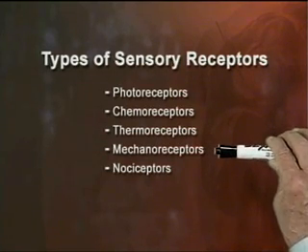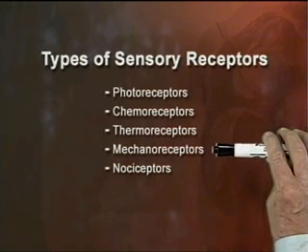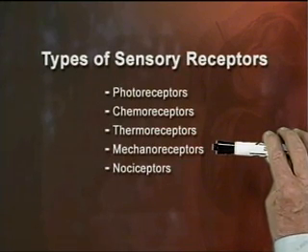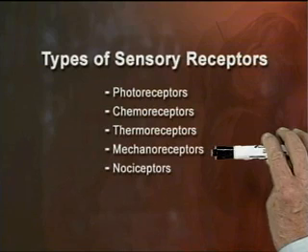Mechanoreceptors, that's a pretty large group. A lot of different sensory receptors fall into this particular category. And these are the receptors that respond to movement of some kind. That might involve stretching, it might involve pressure, it might involve vibrations. There are a lot of different kinds of mechanoreceptors.